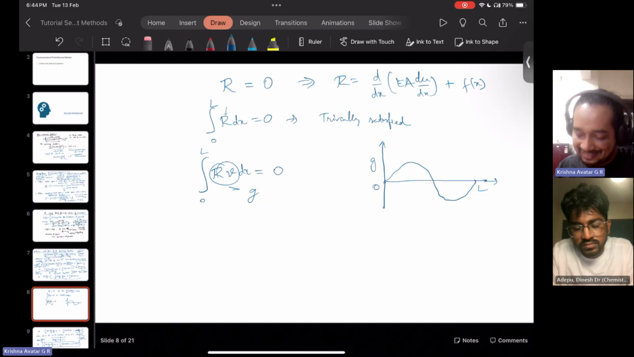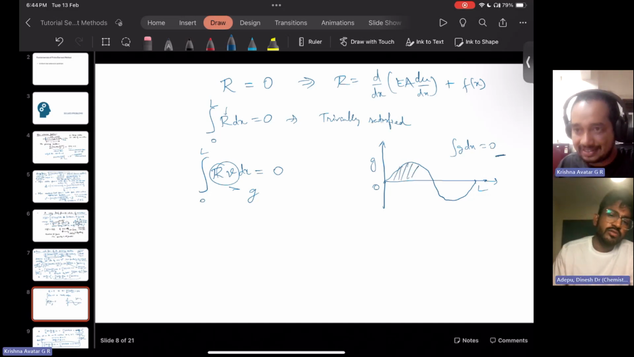When you integrate it over x, this gives the value to be 0. This is positive area and this is negative area.